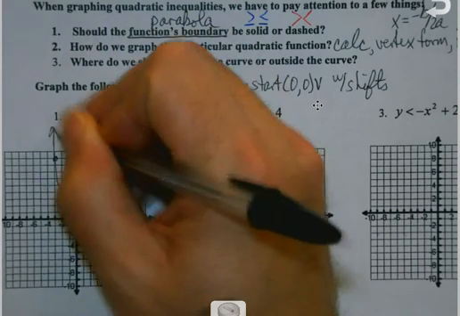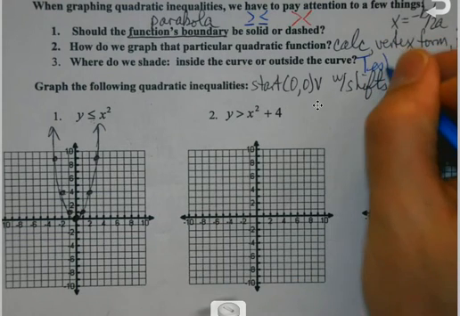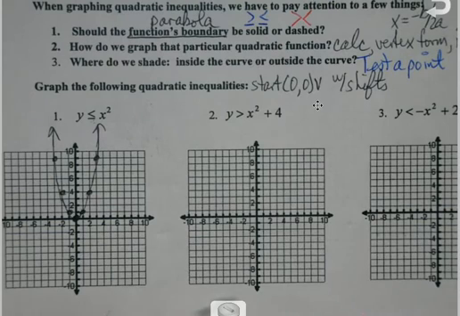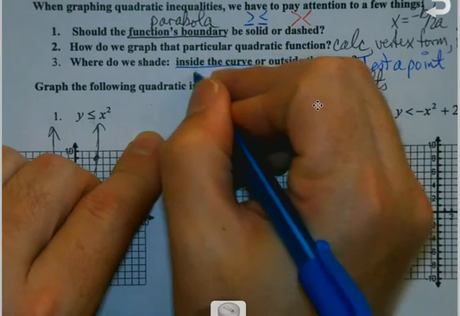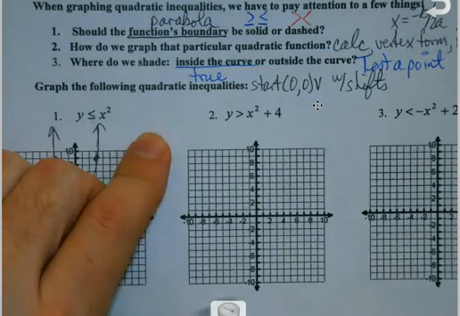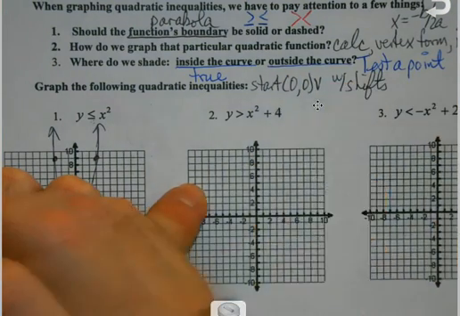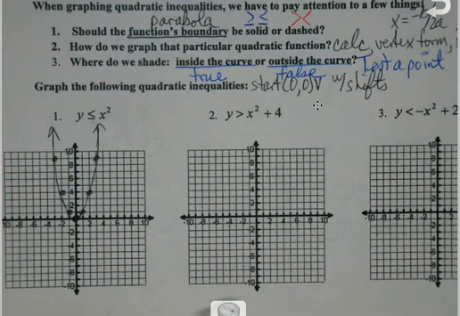But here comes our one new part. How do I figure out where I shade? Okay? Inside or outside the curve. What we're going to do is we're going to test a point. There are some shortcut ways, but they also come with problems. So I'm going to avoid them for the most part. So I'm going to shade inside the curve if the statement is true. And if it's false, I'm going to shade outside the curve.